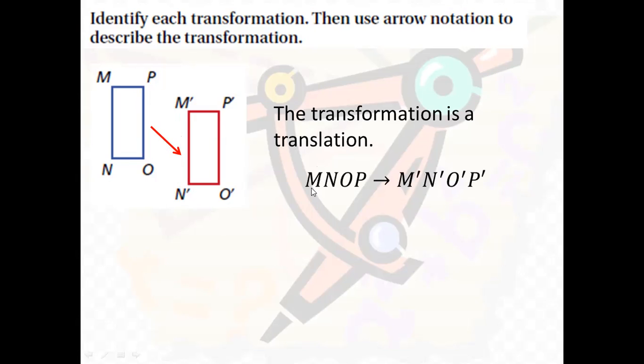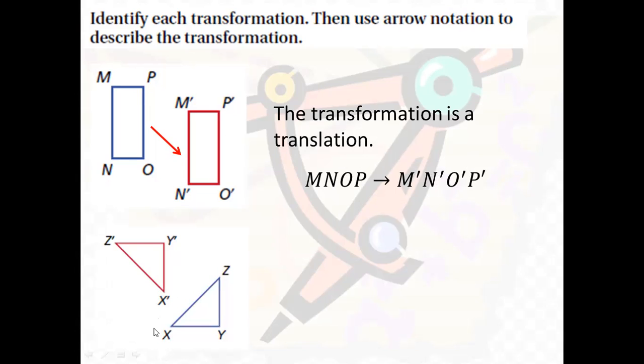So how do you use the arrow notation? Just write MNOP. Now this is a rectangle, but we don't write the rectangle sign. But if it was a triangle, we need to write that. MNOP, just the arrow, and then you could say M prime, N prime, O prime, P prime. Means M became M prime, N became N prime, O became O prime, P became P prime. That's the concept, nothing else. This is how you use arrow notation to describe the transformation.